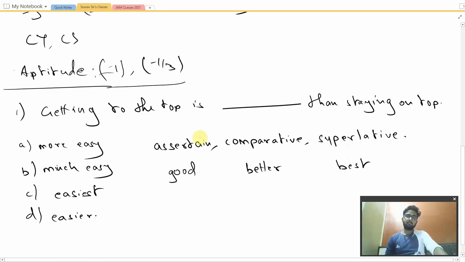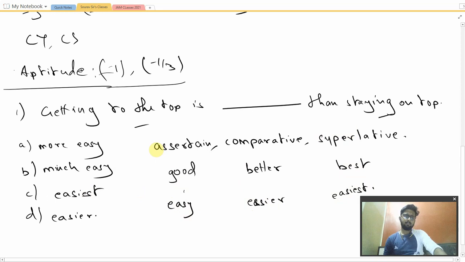In this statement, getting to the top is dash than staying on top, so we are comparing two things. Getting to the top is one thing, and staying on top is another. So comparison is taking place. Here the adjective is easy. For easy, the comparative is easier, and the superlative is easiest.